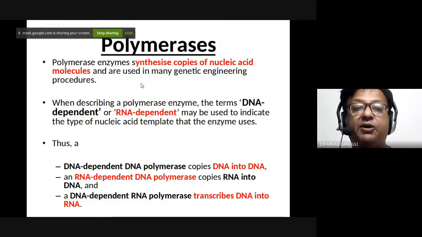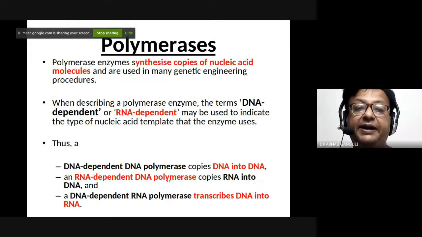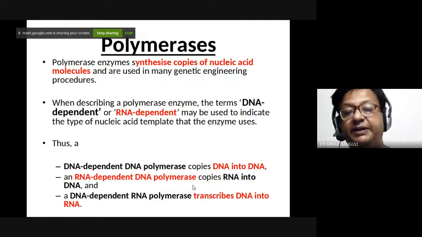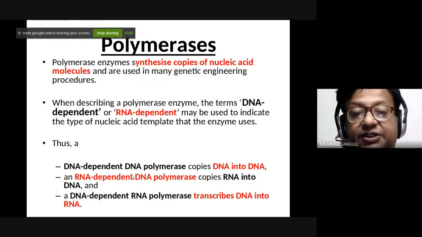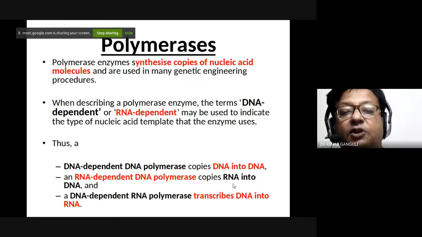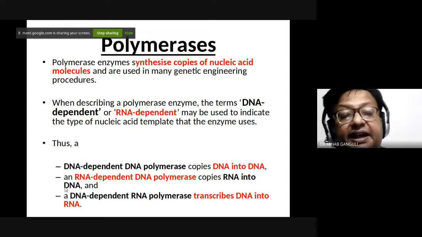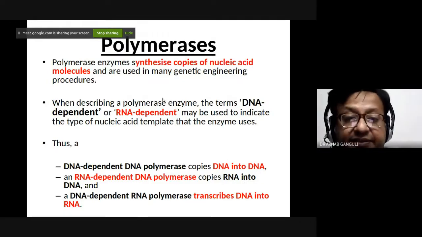Polymerases, you have heard about polymerases. They synthesize copies of nucleic acid molecules. You have heard about DNA polymerase. So you have a DNA-dependent DNA polymerase, an RNA-dependent DNA polymerase, and a DNA-dependent RNA polymerase. DNA-dependent DNA polymerase copies DNA into DNA. RNA-dependent DNA polymerase copies RNA into DNA, and DNA-dependent RNA polymerase transcribes DNA into RNA. That is RNA polymerase.